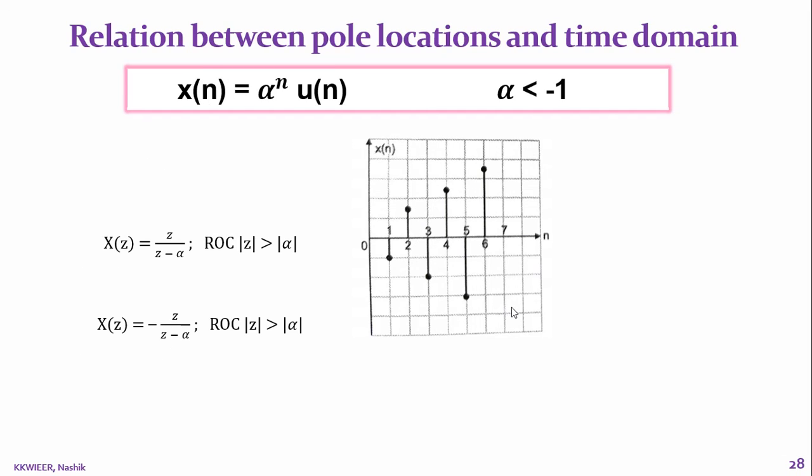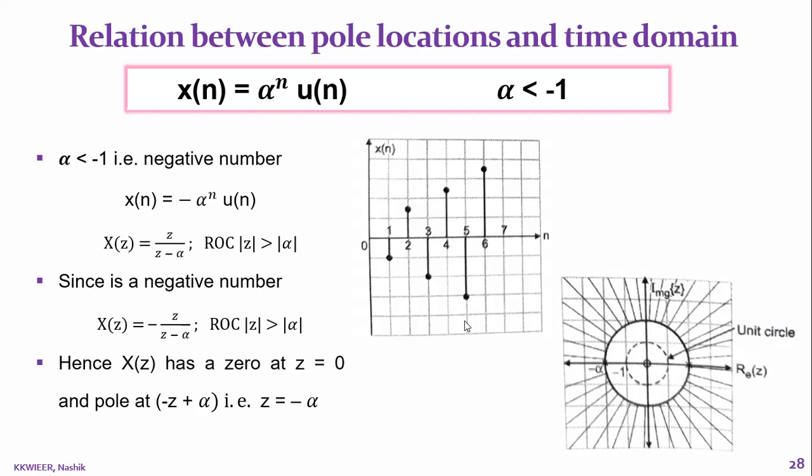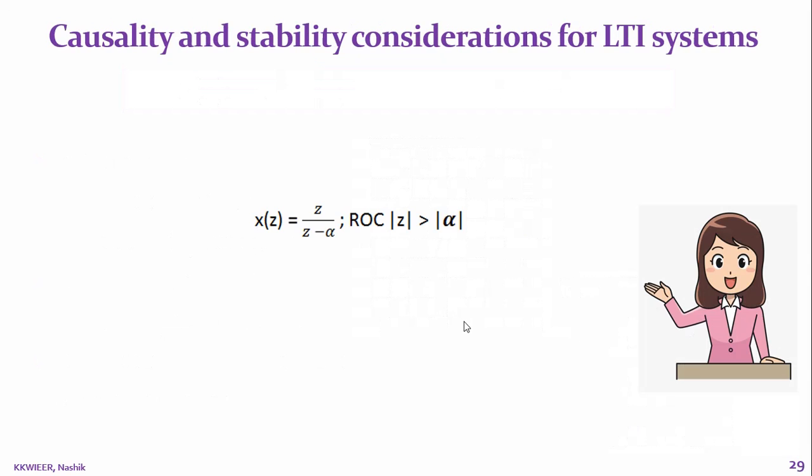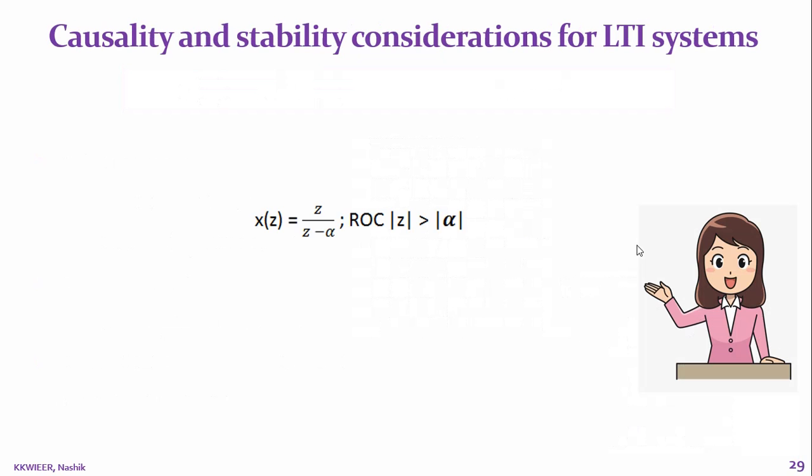And for alpha less than -1, again by following the same procedure, this will be the region of convergence. So by considering these different examples, we can understand the relation between pole locations and time domain behavior. Now let us move towards the next topic, that is the causality and stability consideration for LTI system.